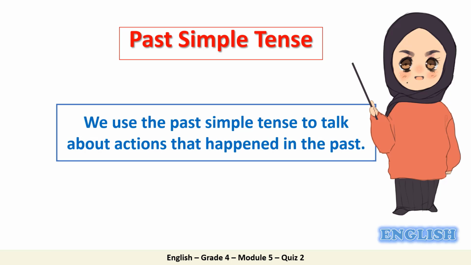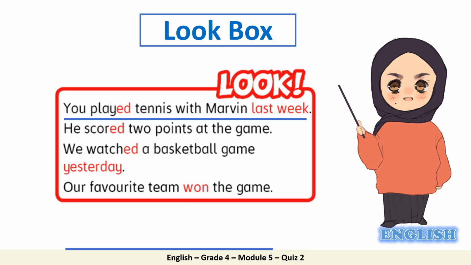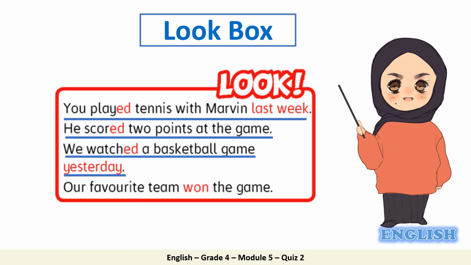Now let me tell you, when do we use the past simple tense? We use the past simple tense to talk about actions that happened in the past. And here we come to the lookbooks that will help us learn more about the past simple tense. Let's read it together. You played tennis with Marvin last week. He scored 2 points at the game. We watched a basketball game yesterday. Our favorite team won the game.